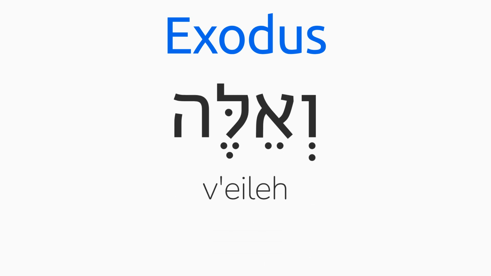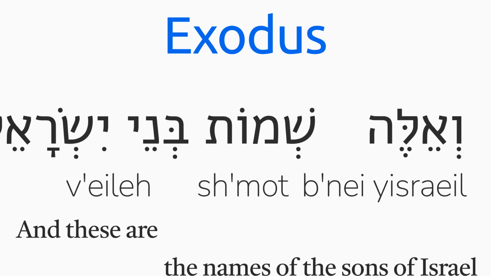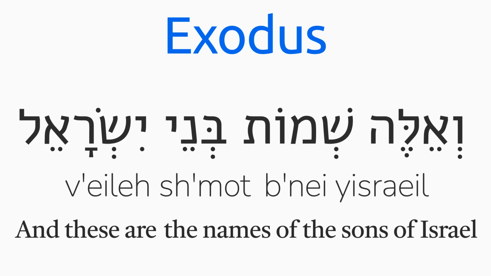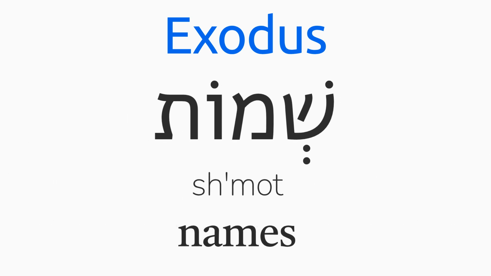But note that not all these books' names come from the very first word in them. The first word of the second book, which we know as Exodus, is Va'ele, which means, and these are, in the first phrase, and these are the names of the sons of Israel. But Va'ele is not a distinct enough word to be the name of the book, and so it gets its name from the second word, Shemot, which means names. So the Hebrew name of the book Exodus is Shemot, names.